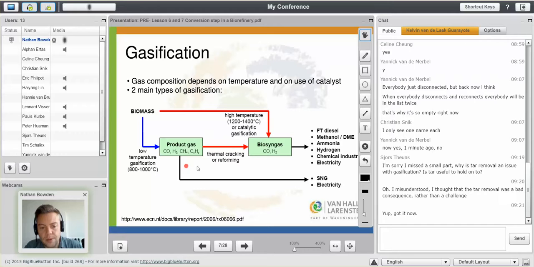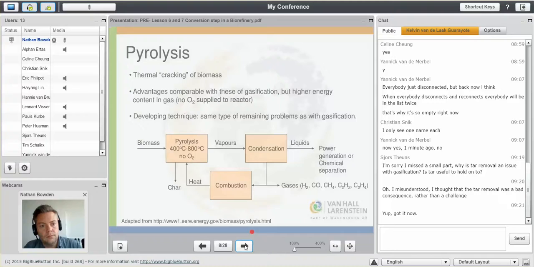The higher temperature gasification has more applications, but you lose a lot more energy. If you have to get something up to 1,200 to 1,400 degrees Celsius, that's a very high temperature indeed. Pyrolysis.